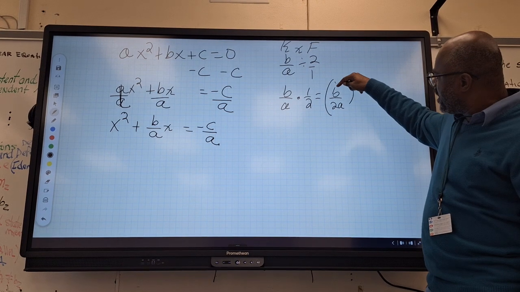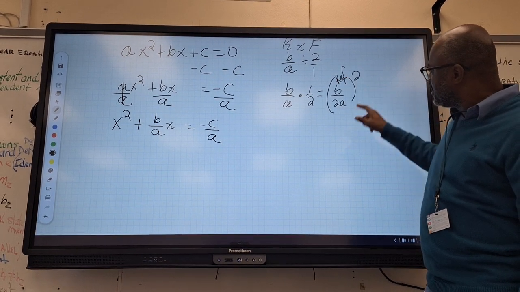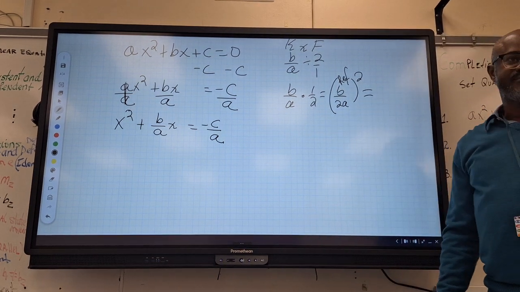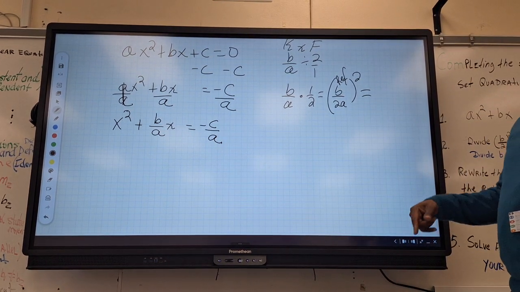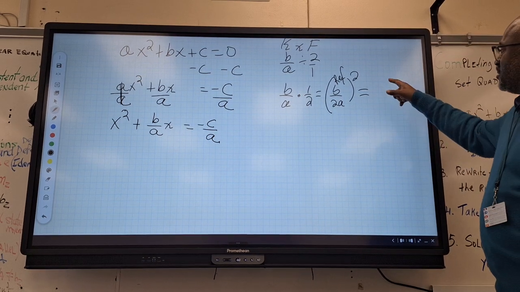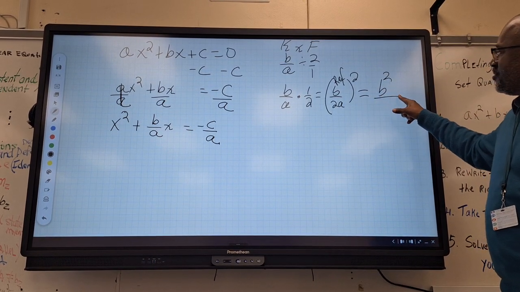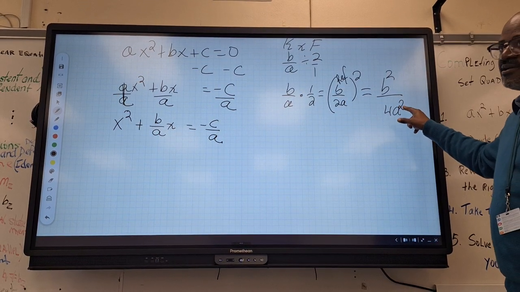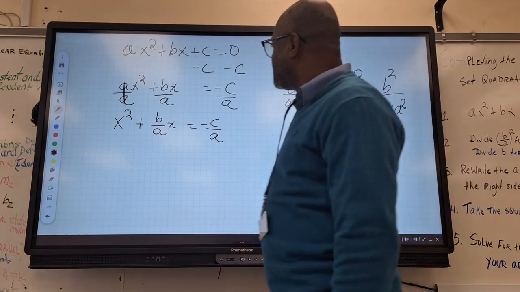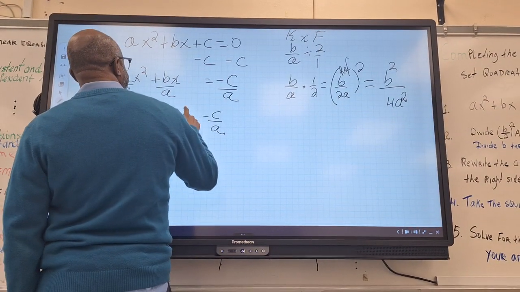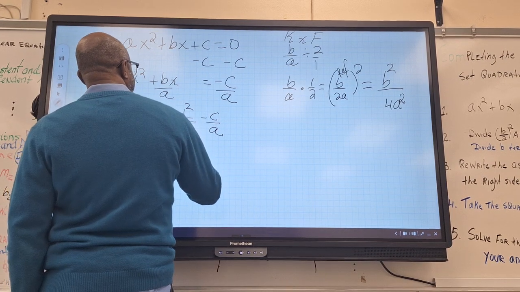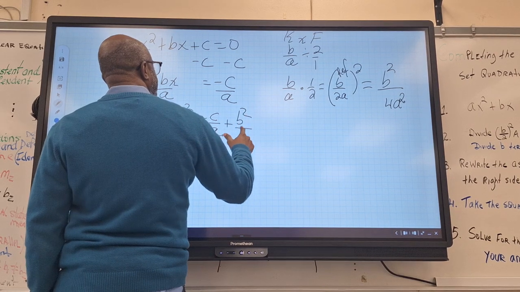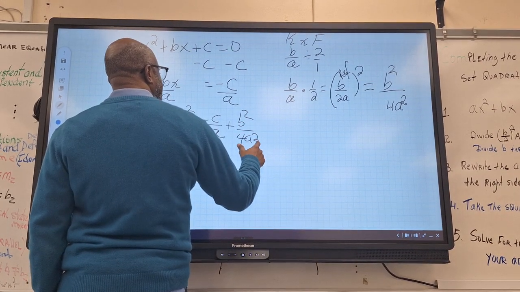Then what you do with that outcome? You square. And as always, you keep that as your reference. When you square that, what will be the outcome? B squared over 4A squared. So that's what you add to each side. So you add this here, B squared over 4A squared, plus B squared over 4A squared.